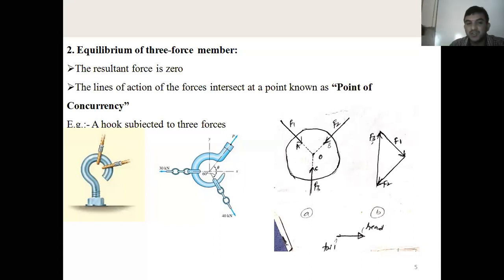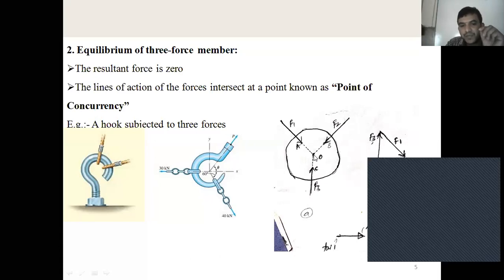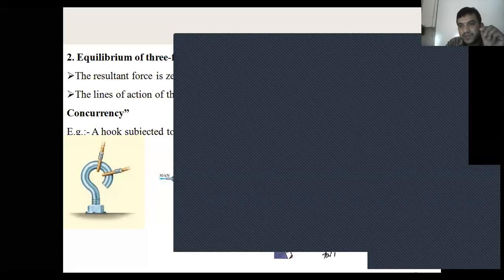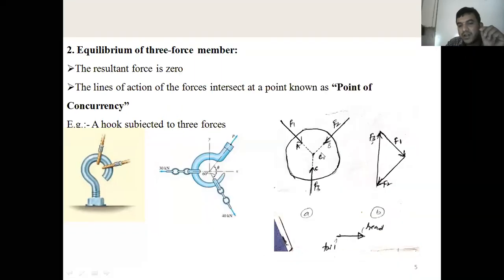Now remember these two points. When a member is subject to three forces, the resultant force should be zero, and the lines of action of all the forces should meet at a point. That point is called a point of concurrency.